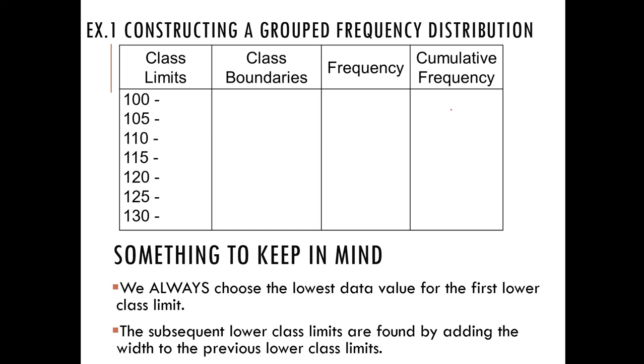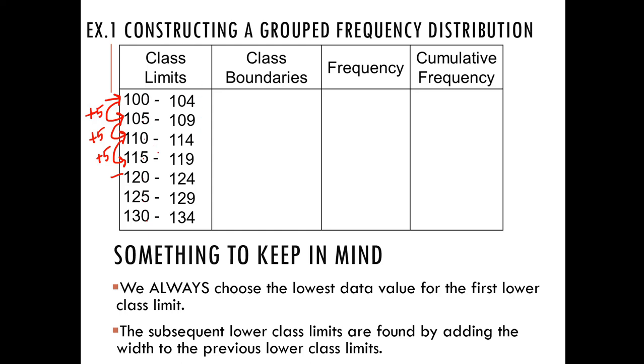So what we are going to do is, when we create our class limit in the table, we're going to start at our lowest data value, no matter what that is, and then we're going to add the class width down. So it'll go 100 to 105 to 110 to 115. So we're adding that class width down all the way till we have 1, 2, 3, 4, 5, 6, 7 categories, right? Then what's going to happen is we will go one number less than to end the class limit.